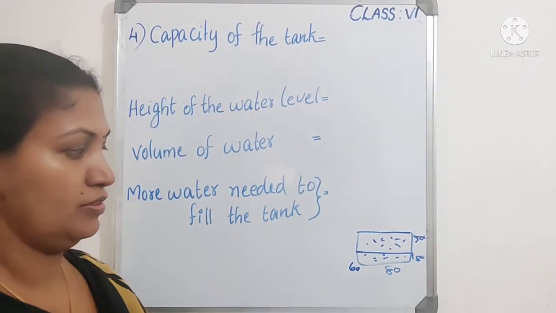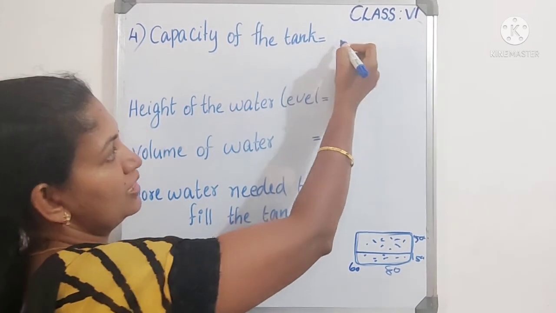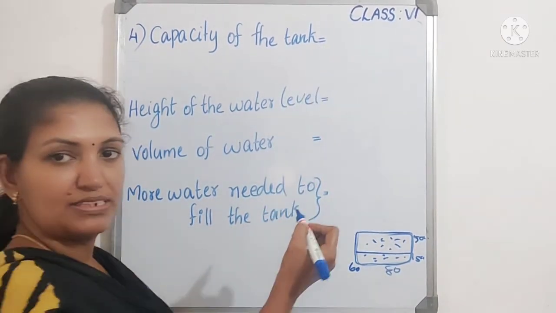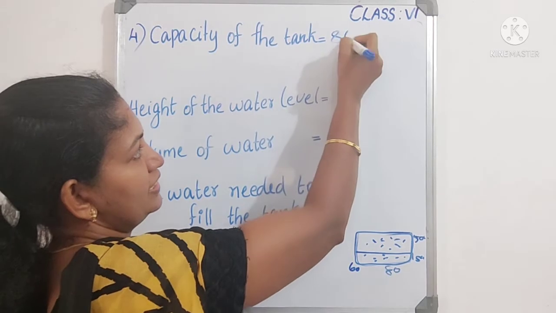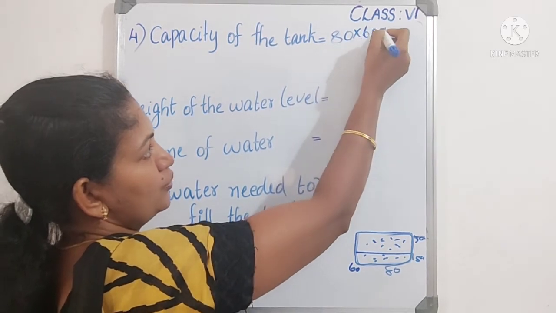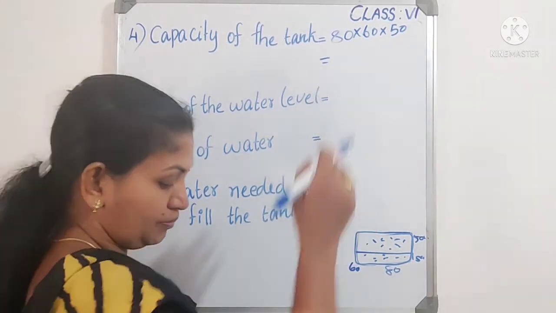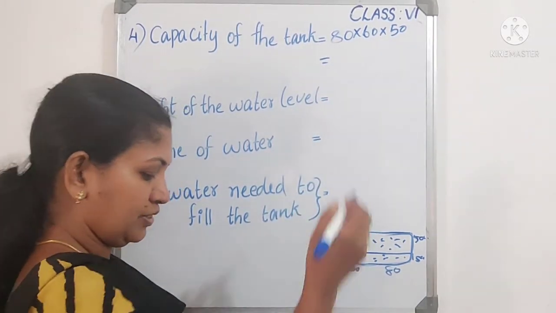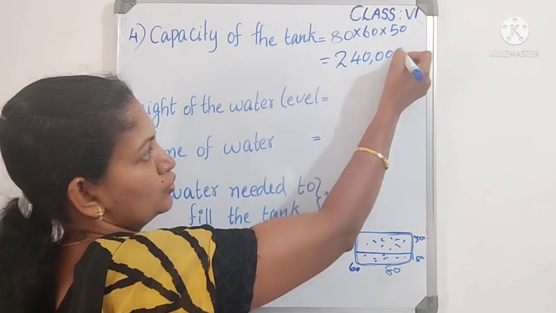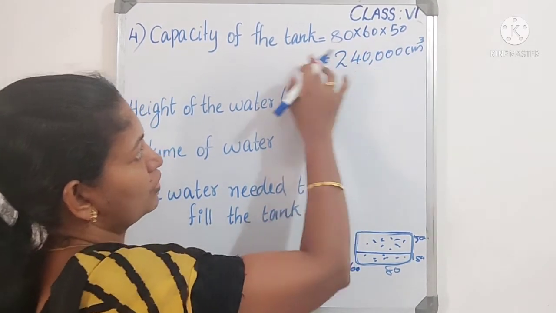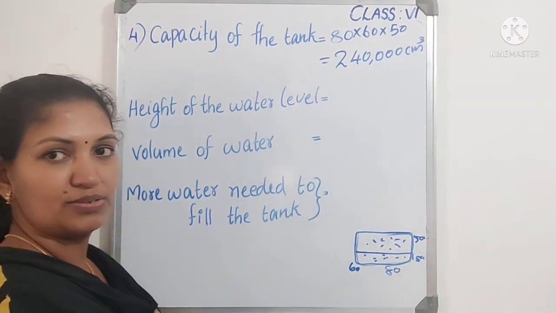First, the capacity of the water tank. We are finding the total capacity of this water tank. What is the capacity or volume? That is length into breadth into height, 80 into 60 into 50. If you multiply 80, 60 and 50, then we will get 2,40,000 centimeter cube, because all are given in centimeter. So the capacity is 2,40,000 centimeter cube.